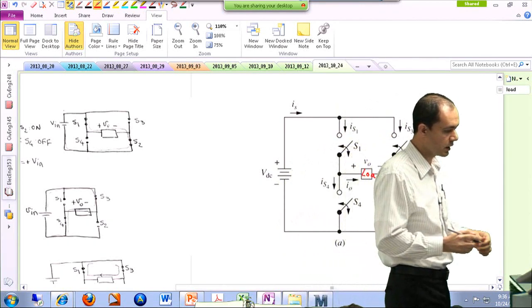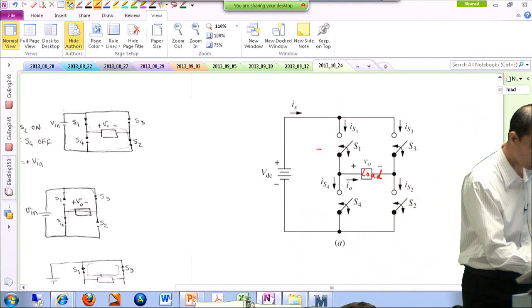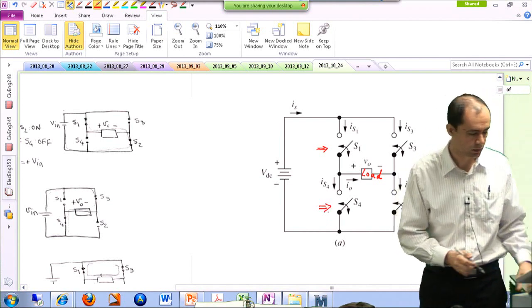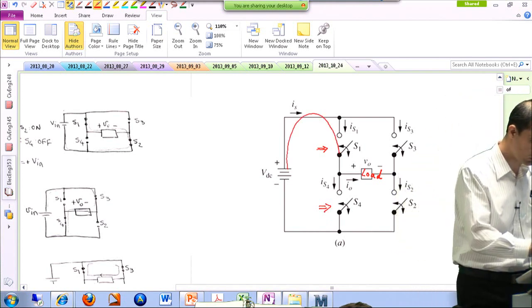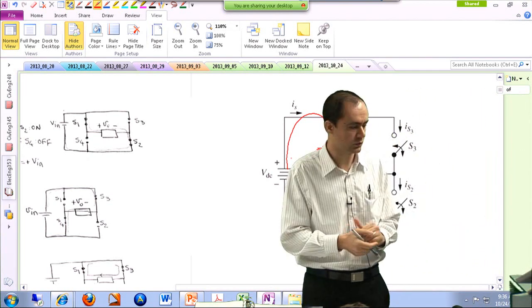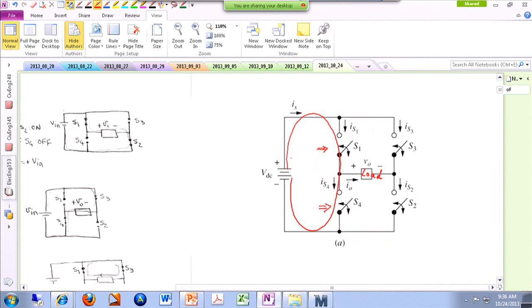For instance, I cannot turn S1 and S4 on at the same time, because if I do so, I'm actually providing a short circuit path for my source, and that's actually violating KVL. So we don't want to do that. So some of these states are not really viable states out of these 16 states. If you cross those unrealistic states out, you can realize that there are only 4 states that make sense.